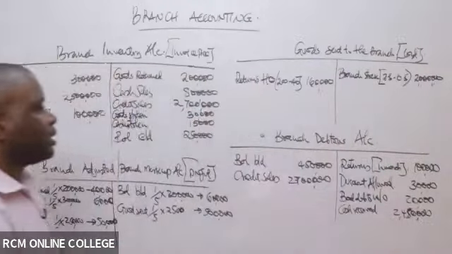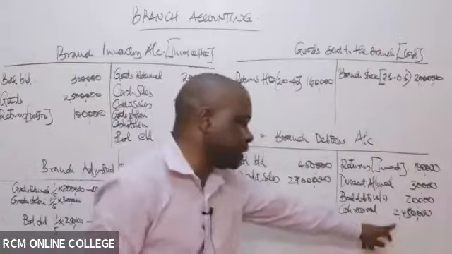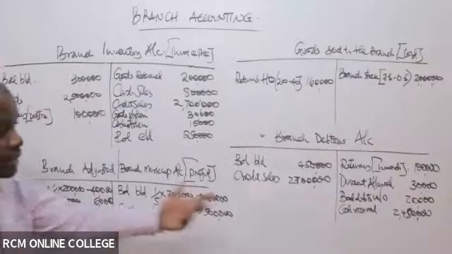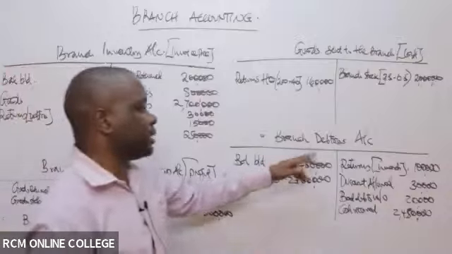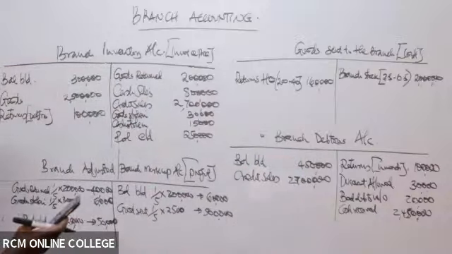But if you are to prepare a bank account or a cash account, then we would have ended up debiting the cash or bank account with that amount. But in this case, the credit entry reduces the branch debtors account. It reduces the branch debtors account.